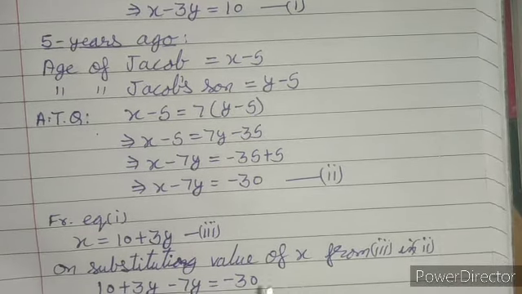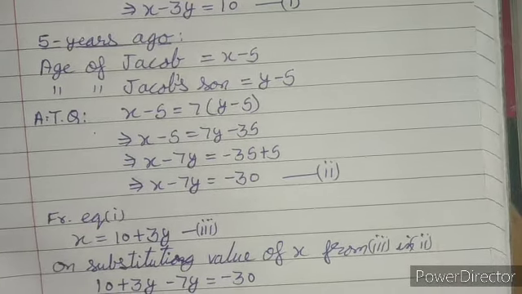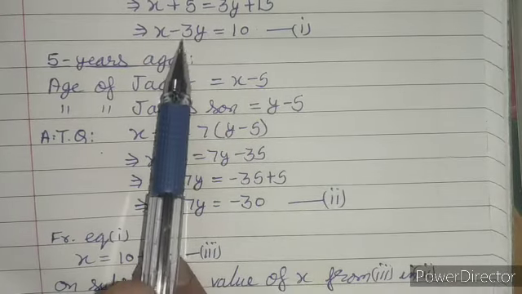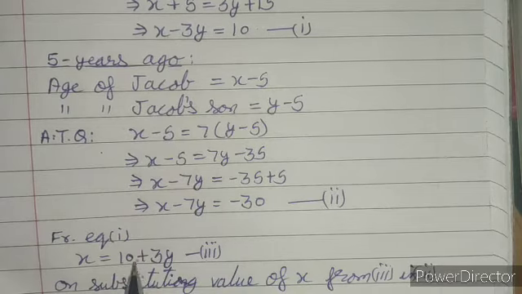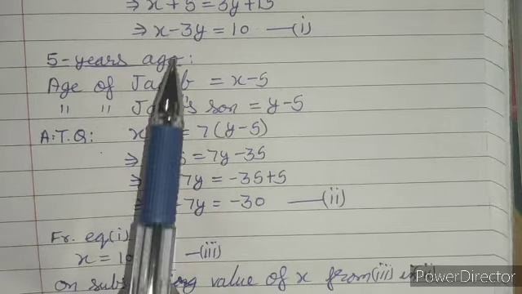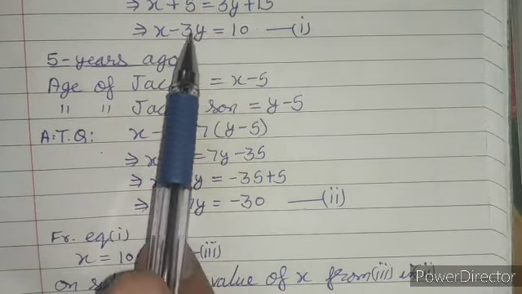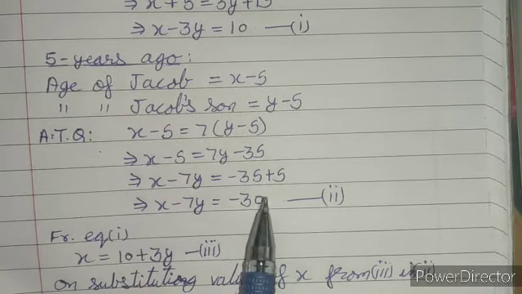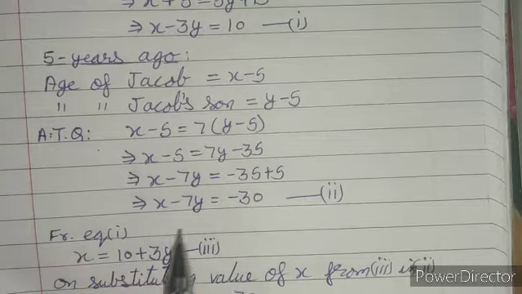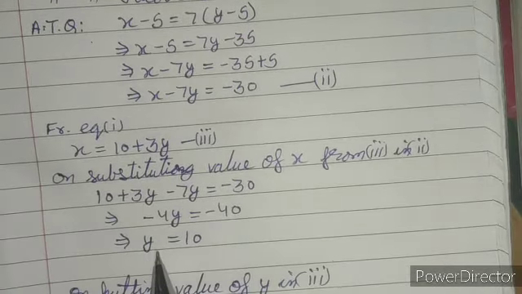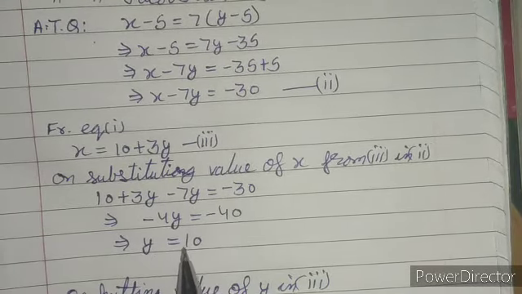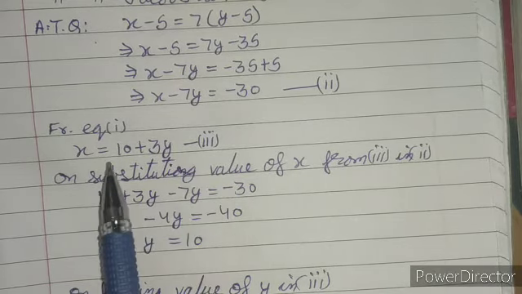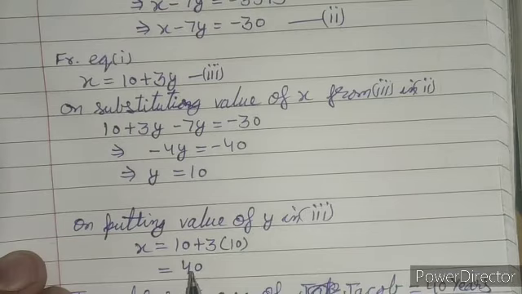Now we will find the value of x from equation first or second. Here I am using equation first to find the value of x, and the value of x will be 10 plus 3y. Now we will substitute the value of x in equation second to get the value of y, and we are getting the value of y as 10. Now put the value of y in equation third to get the value of x, and that is 40.